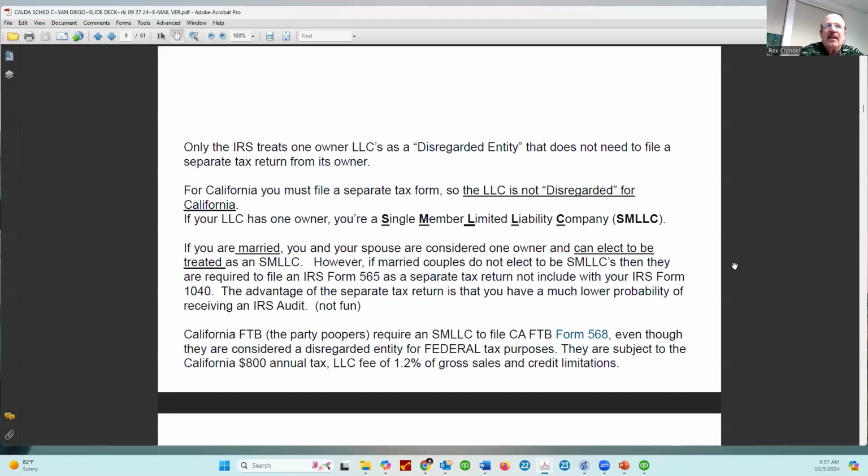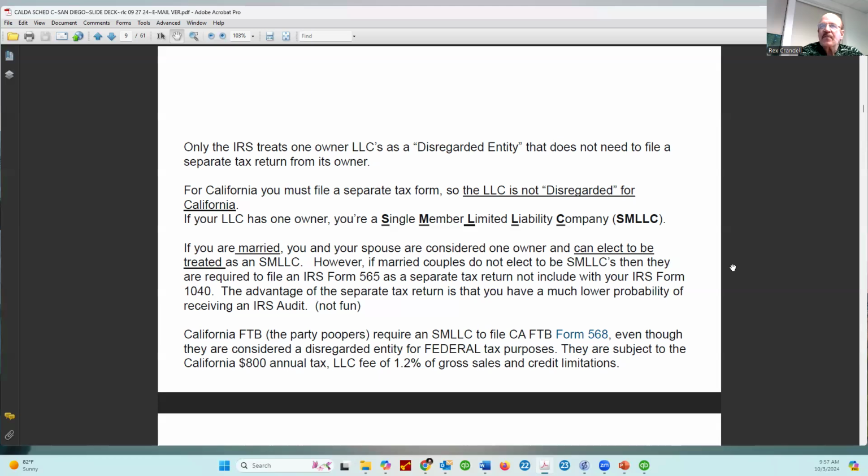If you're married, you and your spouse are considered one owner, and you can elect to be treated as a single member LLC. However, if a married couple does not elect to be a single member LLC, then they're required to file the IRS Form 565 as a separate tax return, not included with your IRS 1040.